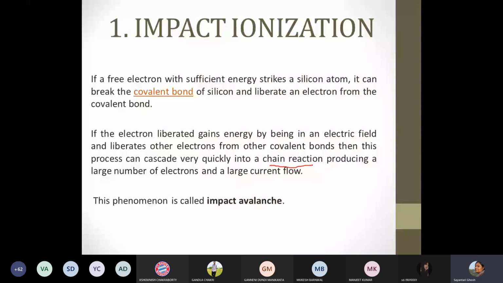Avalanche, you know what avalanche is, right? In hills you can see that a small amount of snow can cause a big avalanche, and that is because of this chain reaction. So this kind of chain reaction will happen, and you will suddenly have a huge amount of electrons and a huge current flowing through the device. So this is the phenomenon of impact avalanche or impact ionization, or simply avalanche, you can call it.